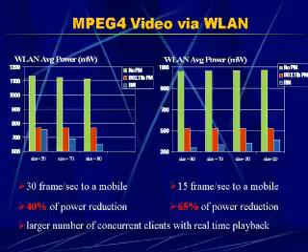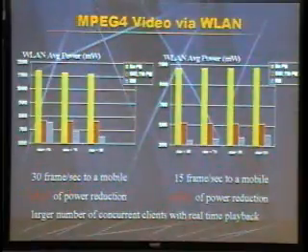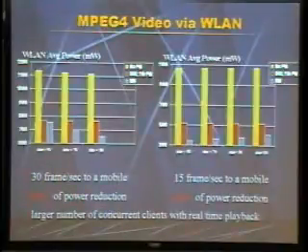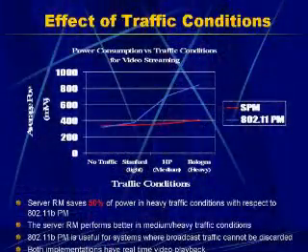The implementation of scheduling and power management for video shows that if we stream 30 frames a second to a particular mobile terminal, we can get about 40% of power reduction. If we do 15 frames a second, we go up to about 65% of power reduction.